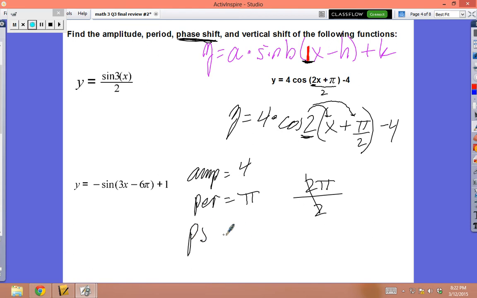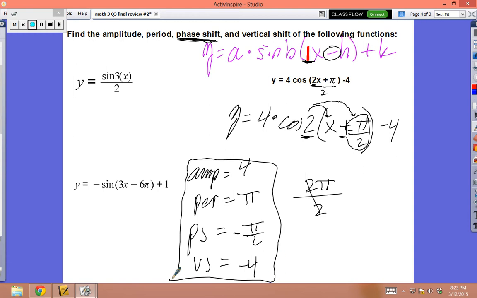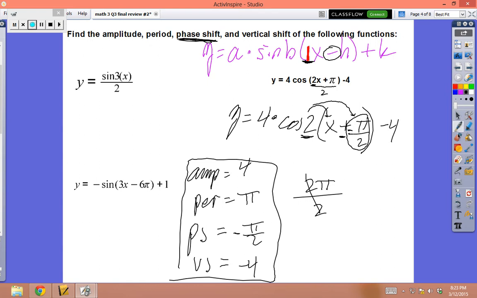My phase shift, okay, this is kind of tricky. My phase shift is pi over 2, but I'm actually moving to the left because there needs to be a minus in the model. And I've got a plus, so I've actually got a negative. Because a minus and negative is a plus, so that means this is actually a negative pi over 2. And then my vertical shift, that's what you add or subtract at the very end, my vertical shift is a negative 4. So that is all of the transformations that graph made.